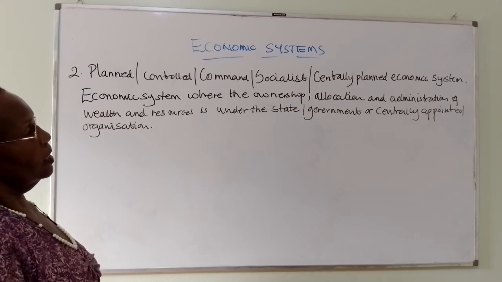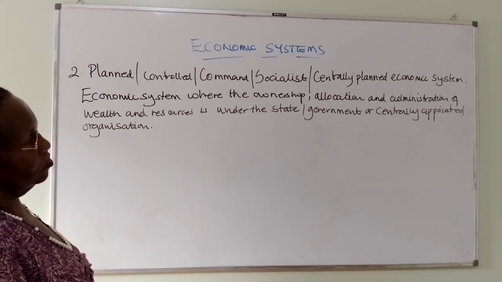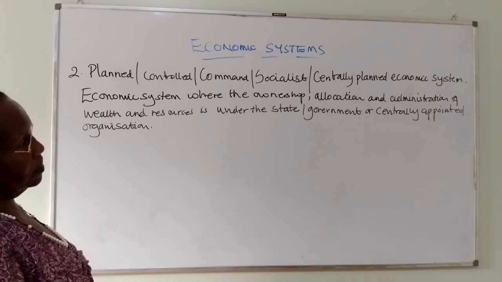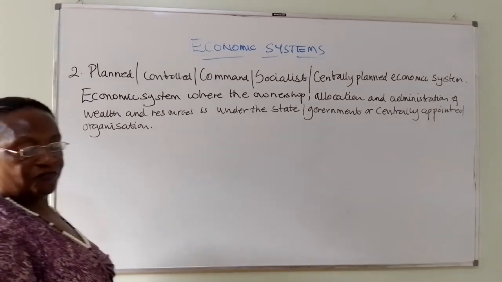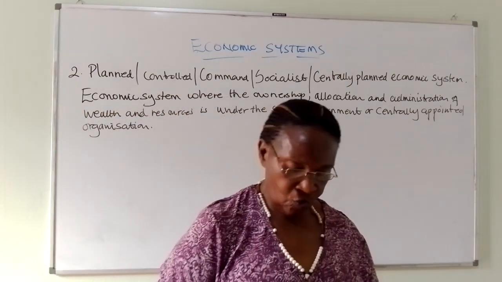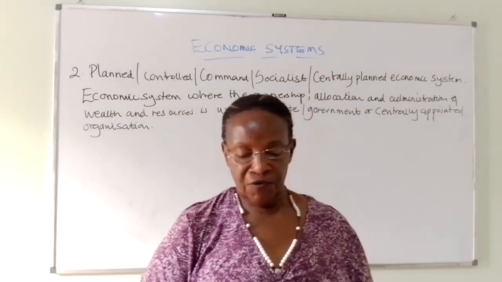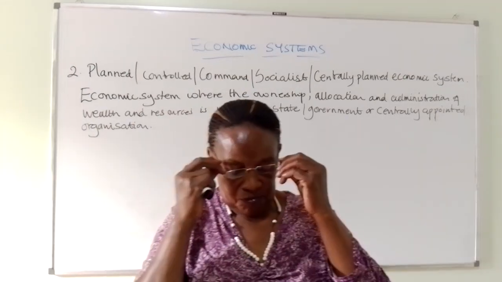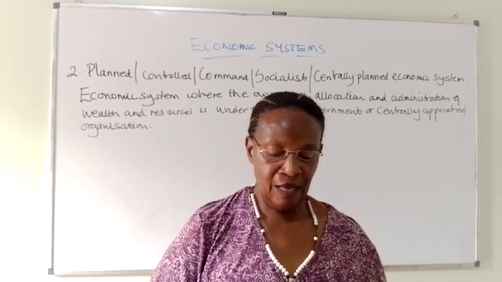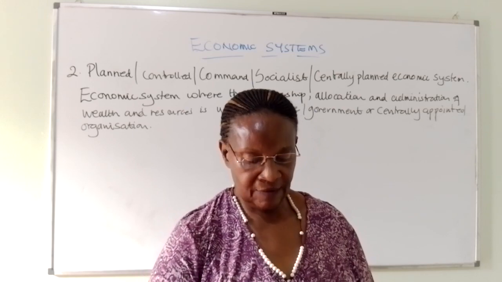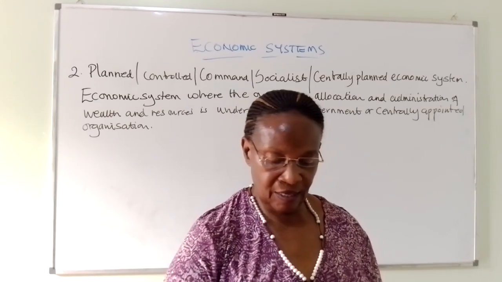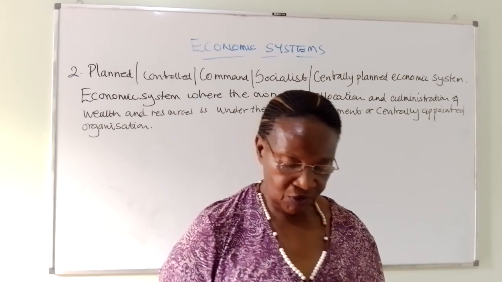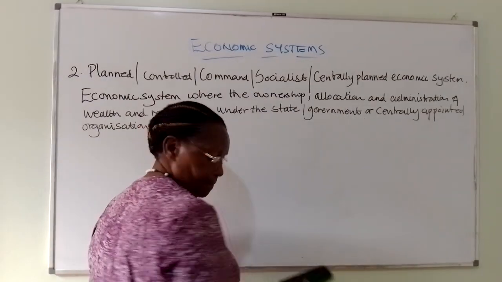Whereas we saw that under the market or capitalist economy, resources are owned by individuals and the private sector, and the government has limited or no control over the allocation, administration, and ownership of resources. But here it is the reverse. And it has the following characteristics or features as we are going to enumerate them.